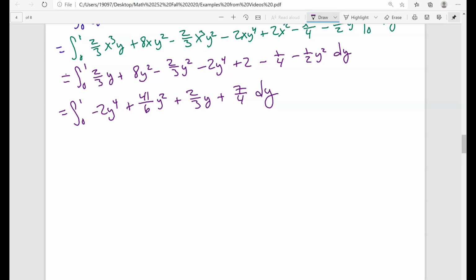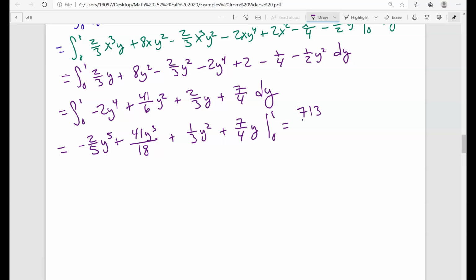And now finally, all we've got to do is take the antiderivative of this guy. So we get negative 2/5 y to the 5 plus 41 y cubed over 18 plus 1/3 y squared plus 7/4 y. So here's the antiderivative of that. And when you plug in the ones and put it in your calculator, you're going to get 713 over 180. So this would be the flux going through this paraboloid in the upward orientation.